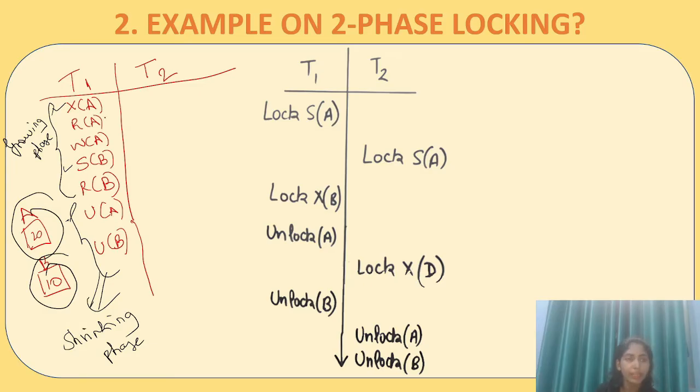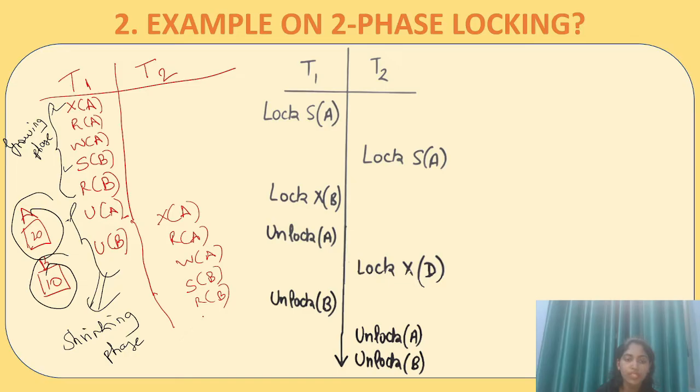As per the compatibility table, we know that when an exclusive lock is taken, you cannot give a shared lock or an exclusive lock on the same data item to another transaction. Now T2 cannot have a shared lock or exclusive lock on A simultaneously unless T1 unlocks A. Once it unlocks, only then can T2 acquire the exclusive lock on A over here. He can also acquire the shared lock on B.